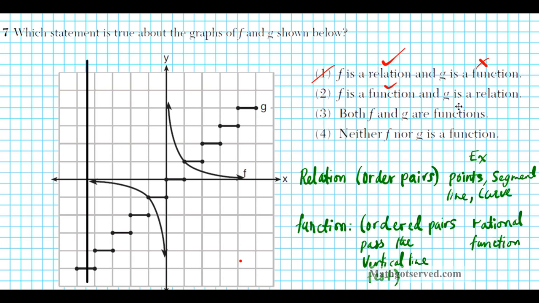Is G a relation? Absolutely. Remember we talked about ordered pairs or collections of points. So we have segments here. Segments are a collection of an infinite number of points. So f is a function and G is a relation. So that's correct, and the second option is correct. So we're confident that our answer is option number 2. Okay, so that's that.